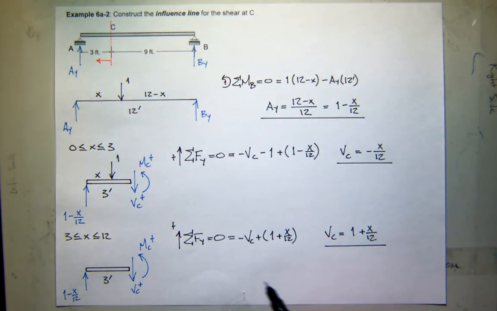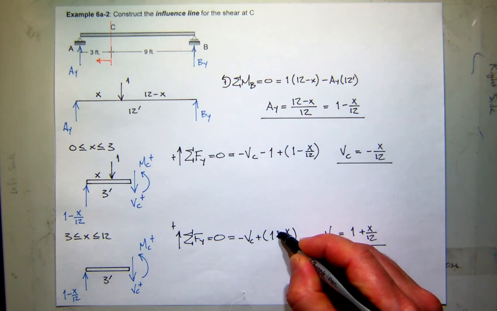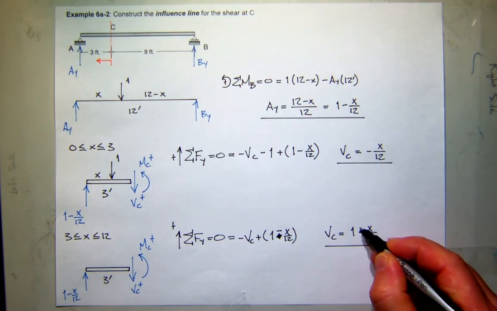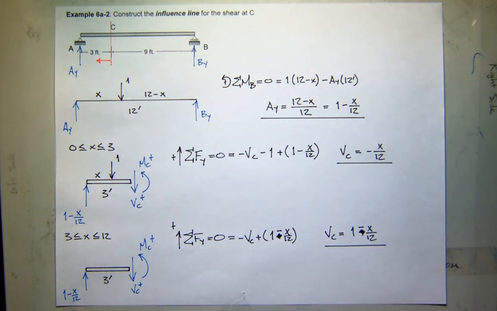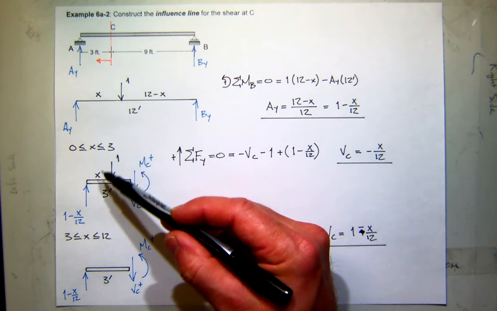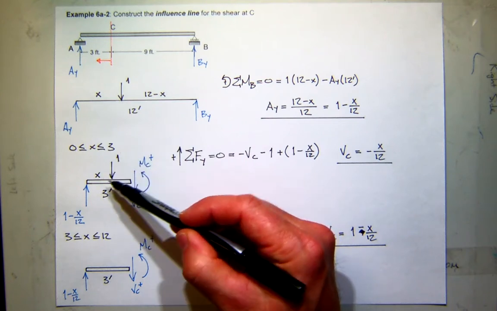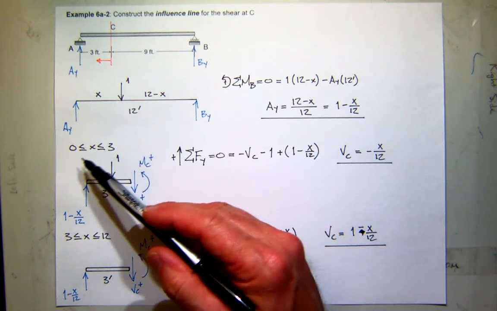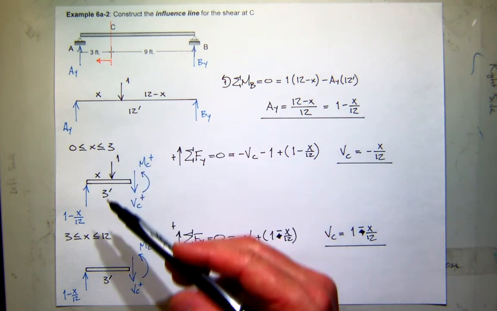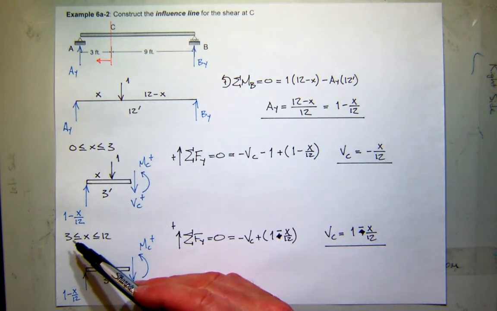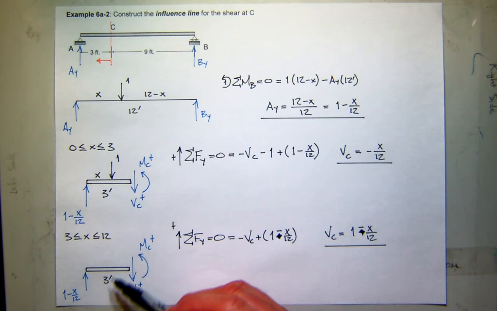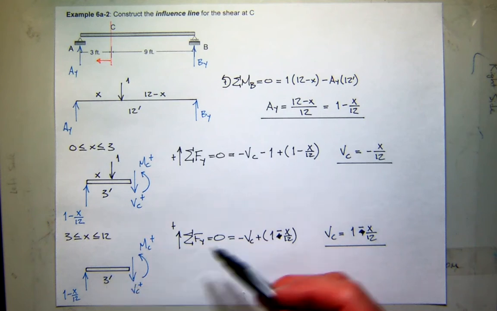Oh, I said plus, didn't I? I messed up. It should be minus, right? Sorry. You see the difference between these two? This is the position of the live load. That means the live load is somewhere between 0 and 3. Now this is the position of the live load somewhere between 3 and 12. Well, if that's true, it's not on this section of the body. It's on the right side.